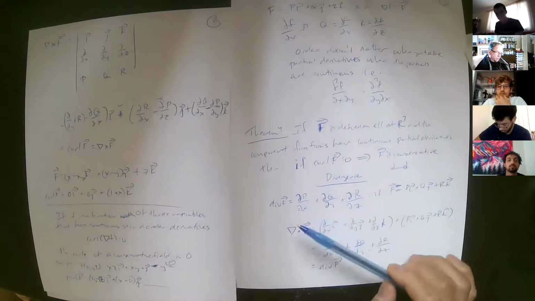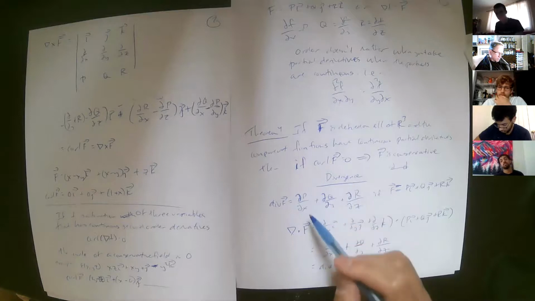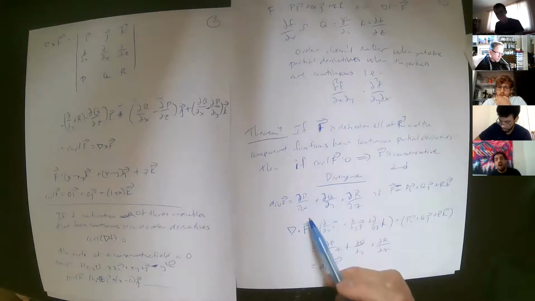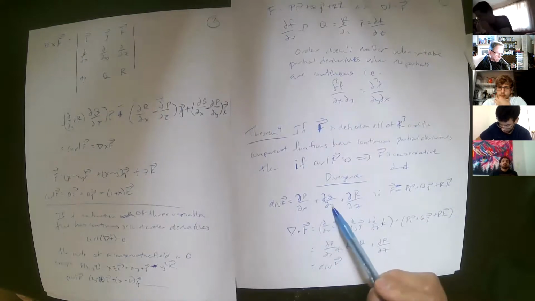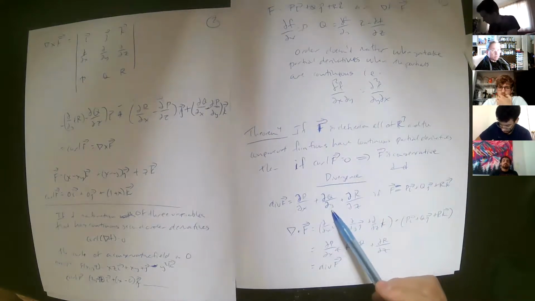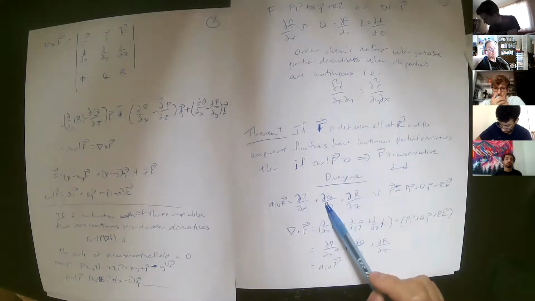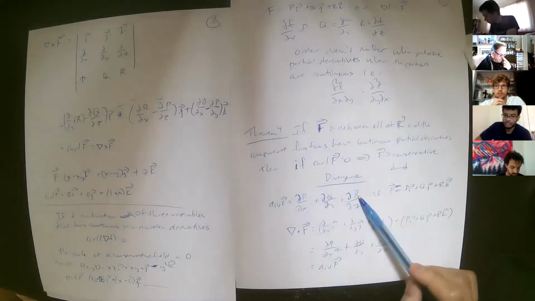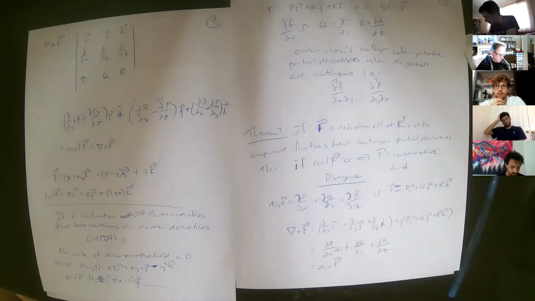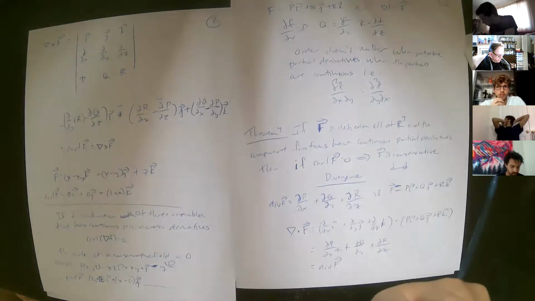So this part means how the x component of my vector field is changing with respect to x, in the direction of x, right? This is how the vector field's y component is changing with respect to y, right? And this is how the vector field's z component is changing with respect to z. So the three of these together tell me how my vector field is changing or spreading away from any given point.